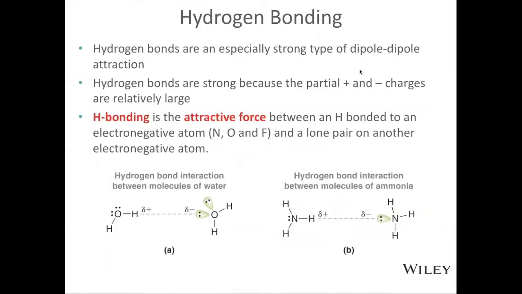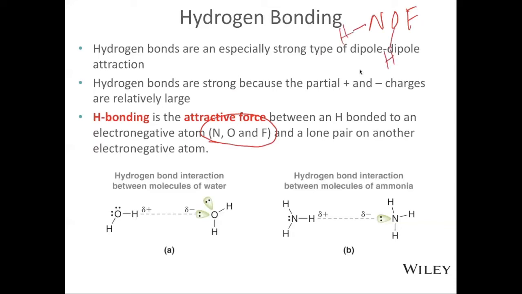Then we have hydrogen bonding. Hydrogen bonding is a special type of dipole-dipole interaction. And what we want to think about in this case is that we need the elements nitrogen, oxygen, or fluorine, NOF. So if we do not have nitrogen, oxygen, or fluorine in our molecule, there's no way we can have hydrogen bonding.